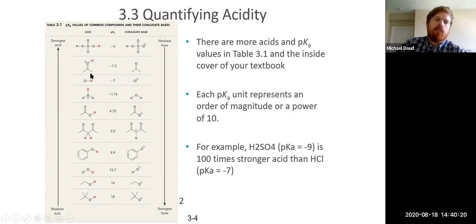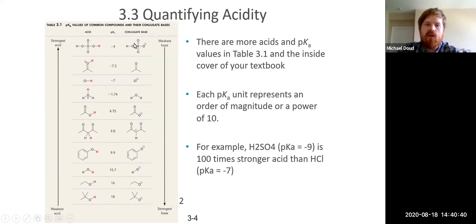So keep in mind, we're kind of following the acidity here. This is the strongest acid up here. The stronger the acid is, the weaker the conjugate base is going to be. Sulfuric acid is such a strong acid that its conjugate base is going to be extremely unlikely to pick up a proton. So it's a very weak base.